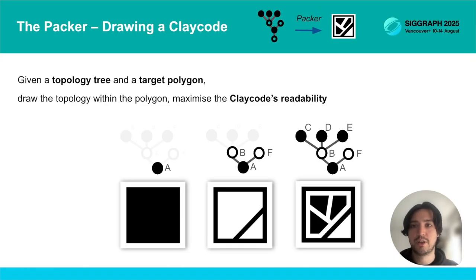The second part of our pipeline is what we call the packer. Now, the packer is the component that draws the Claycode starting from the tree. At the bottom, you see a representation of what the packer algorithm should do. And you can see that the final result is a code that contains exactly that topology and also is drawn in such a way that nothing is too thin and no element is bigger than it needs to be.